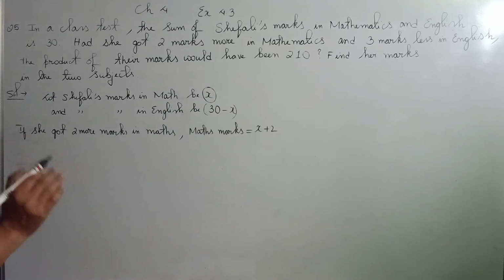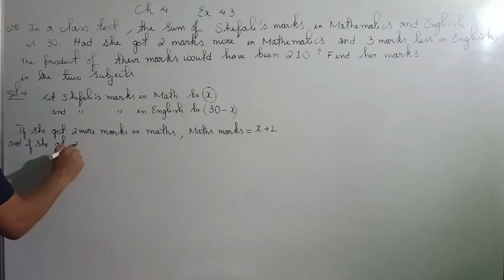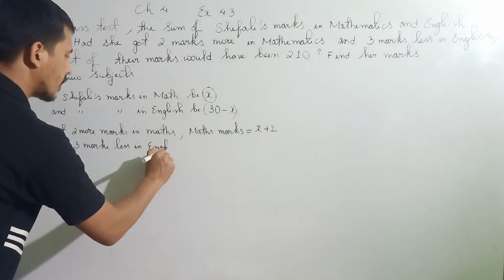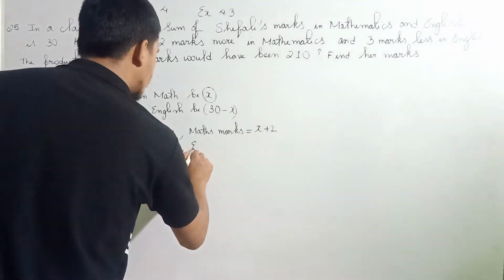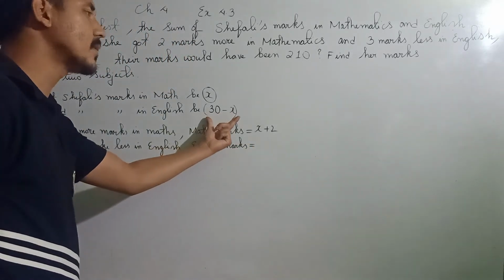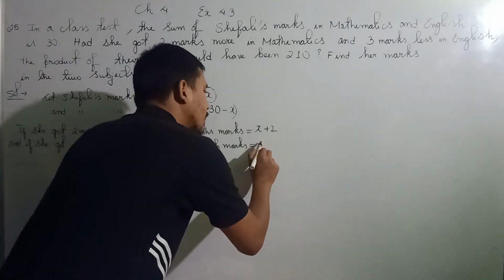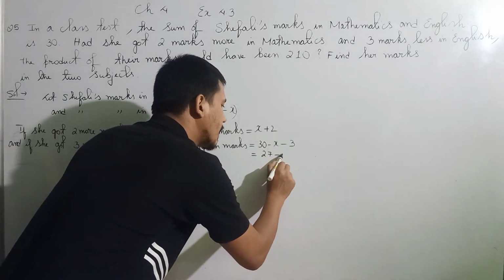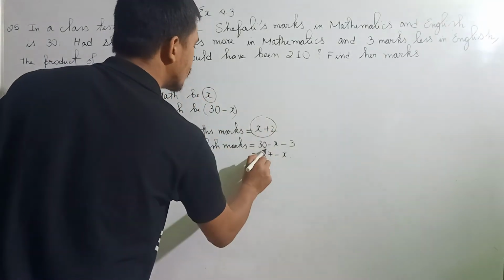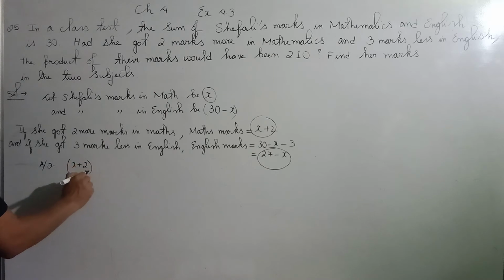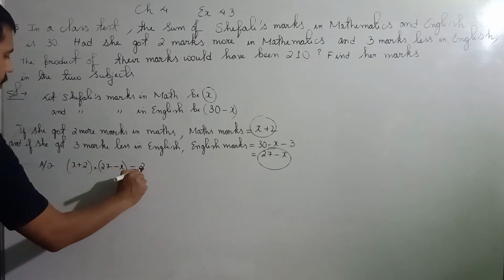And if she got 3 marks less in English subject, then her English marks would be reduced by 3. That means at first it was 30 minus x. If she gets 3 marks less, then from the previous marks she would get 3 marks lesser. That would be 27 minus x. Okay, so in that case, the product of these new marks would be 210. So according to the question, x plus 2 times 27 minus x is equal to 210.